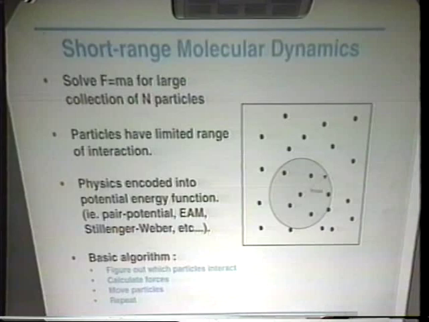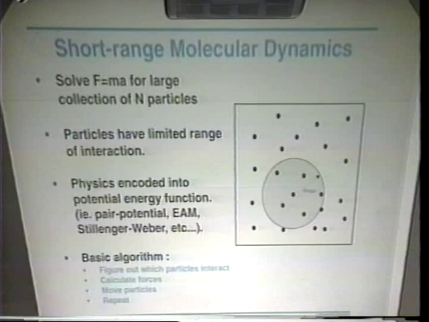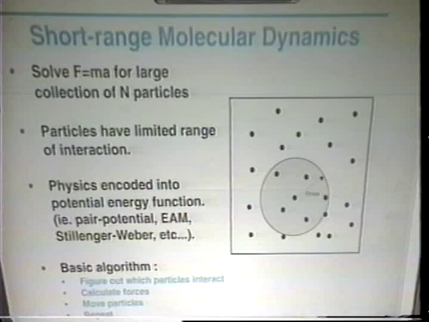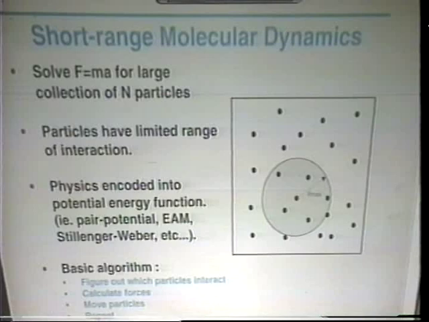So the problem we're solving is short-range molecular dynamics simulation, which is basically just a big high school physics problem from hell. You're trying to solve F equals ma for a collection of n particles. It just happens that for us, n is on the order of maybe 10 million to 100 million. What we're trying to use this for is to study things like three-dimensional cracks and dislocation dynamics and things like that.